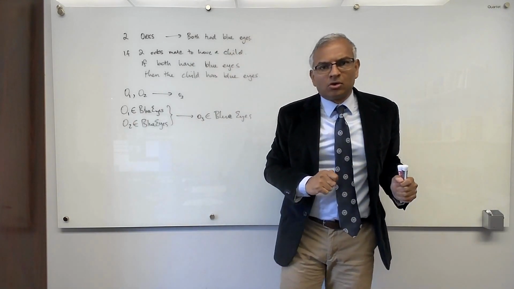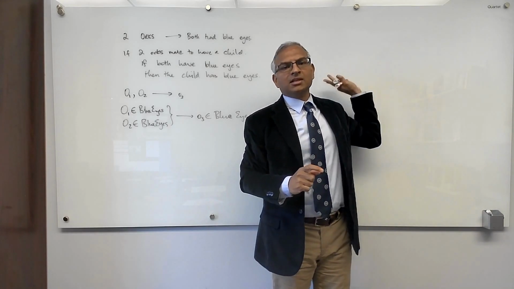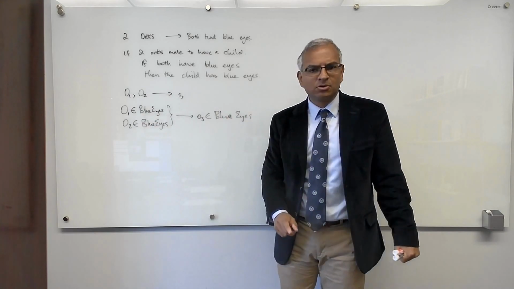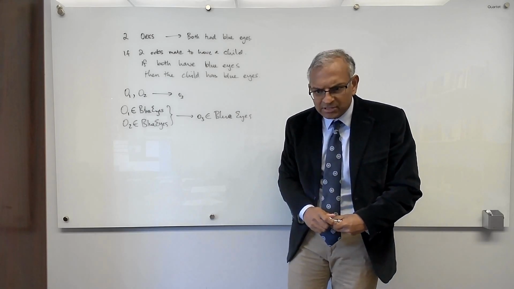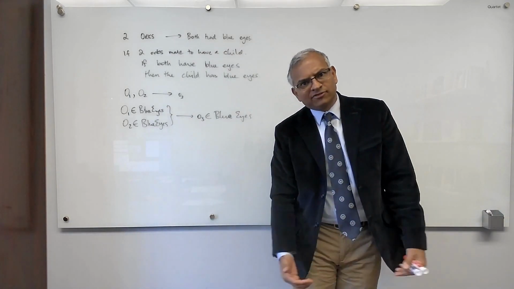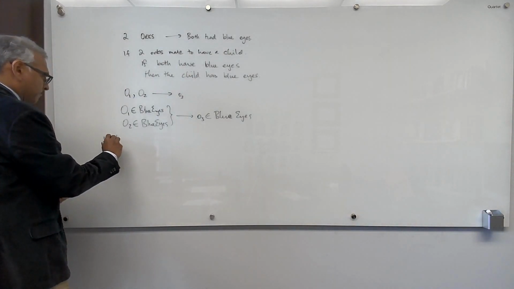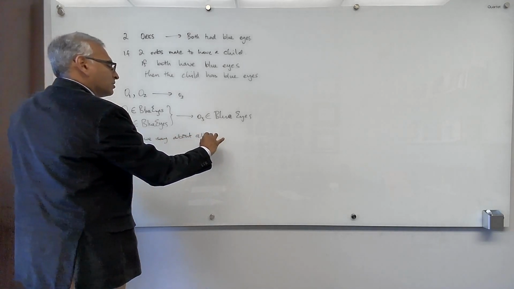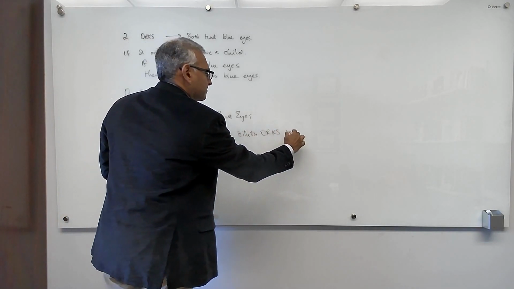And if 2 orks mate, which is part of the constructor rule, and they both have blue eyes, the child has blue eyes. Then the question we're going to ask is, what can we say about all the 4 billion orks today? In particular, do all the 4 billion orks today have blue eyes? What can we say about all the 4 billion orks today?